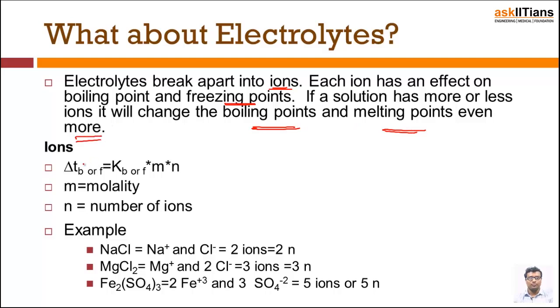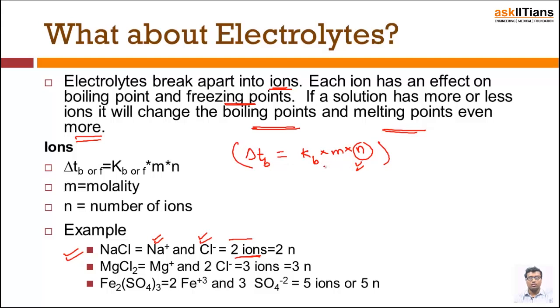For example, now you have NaCl. NaCl can be split into Na+ and Cl- ions. That means you have 2 ions. So, if we have 2 ions, delta Tb will be not only Kb into m, it will be again multiplied by n. N is the number of ions into which this electrolyte can be split. So, this is also an important logic which we have to understand.